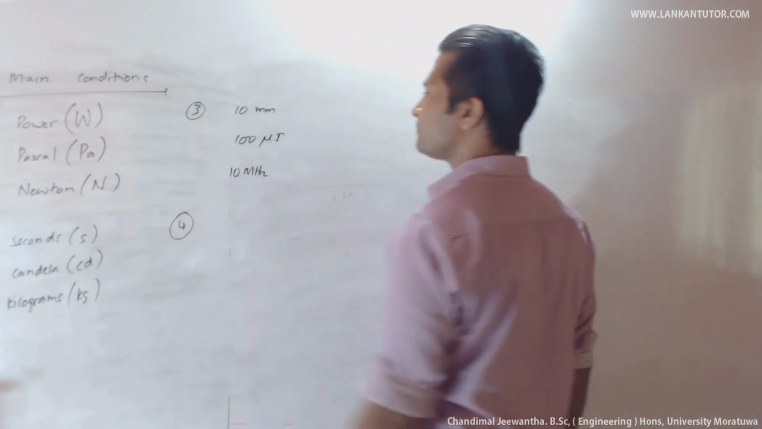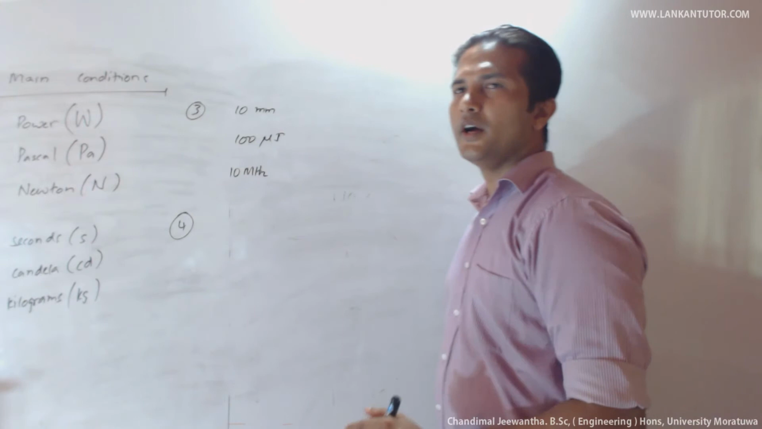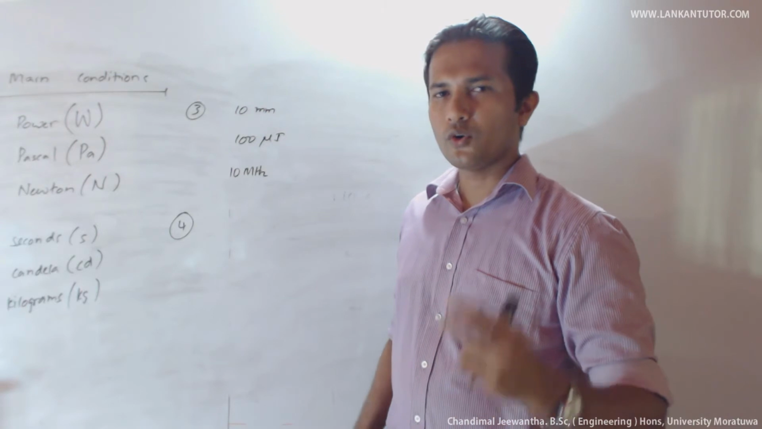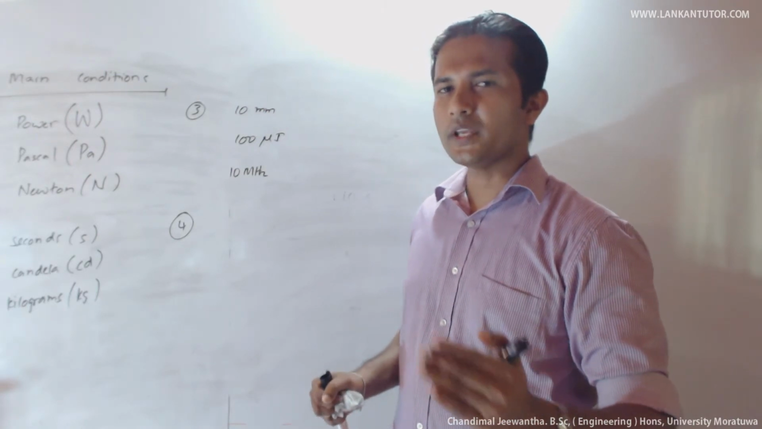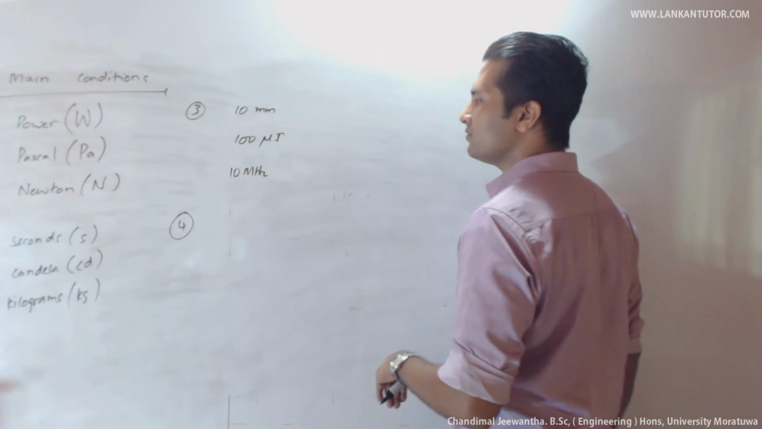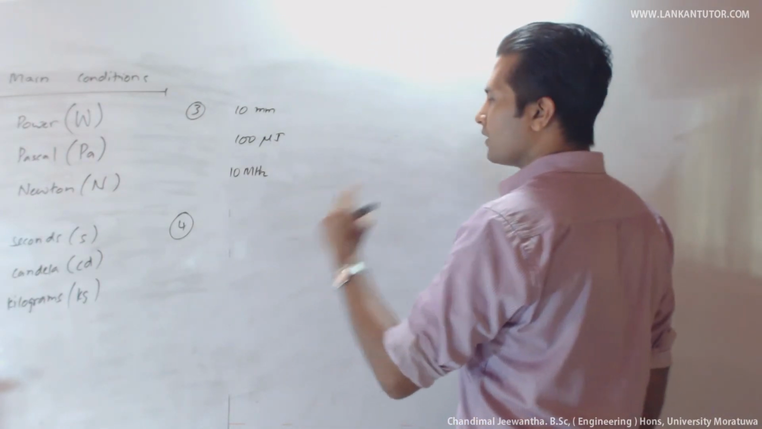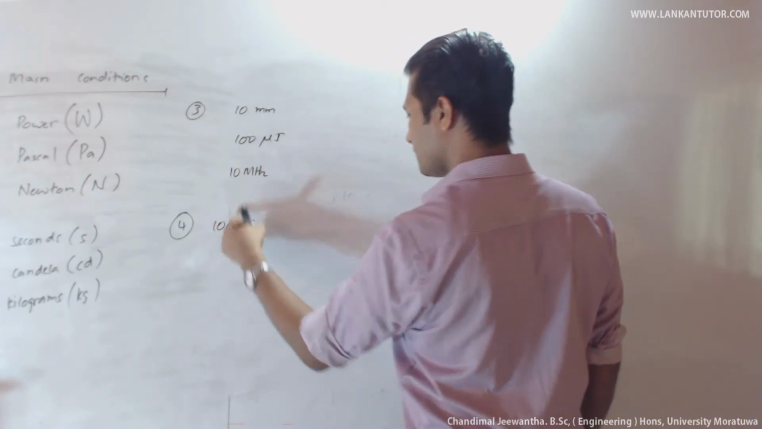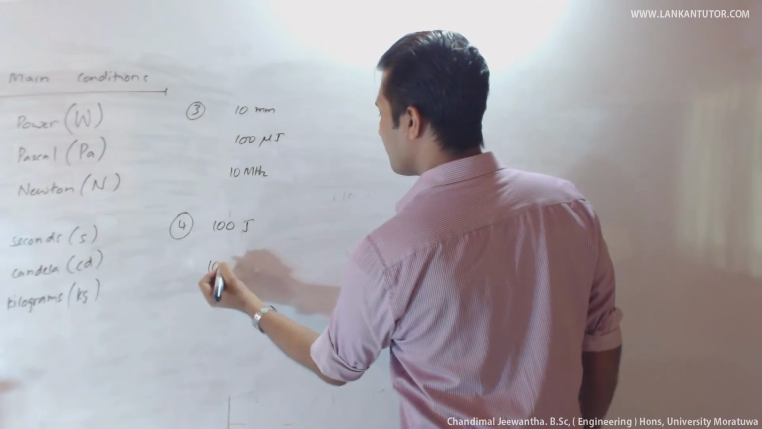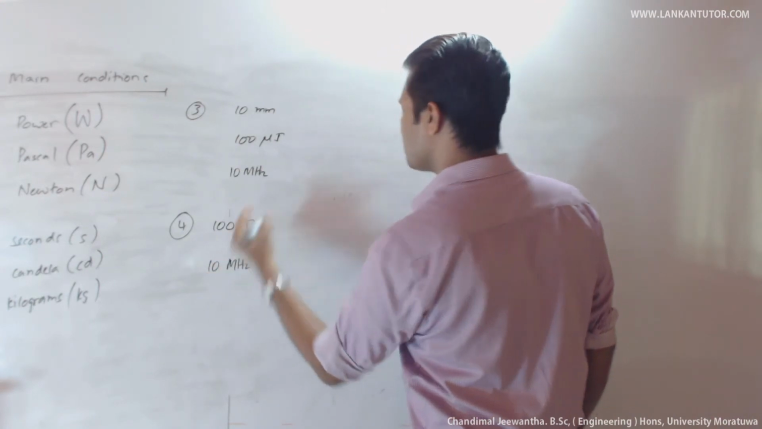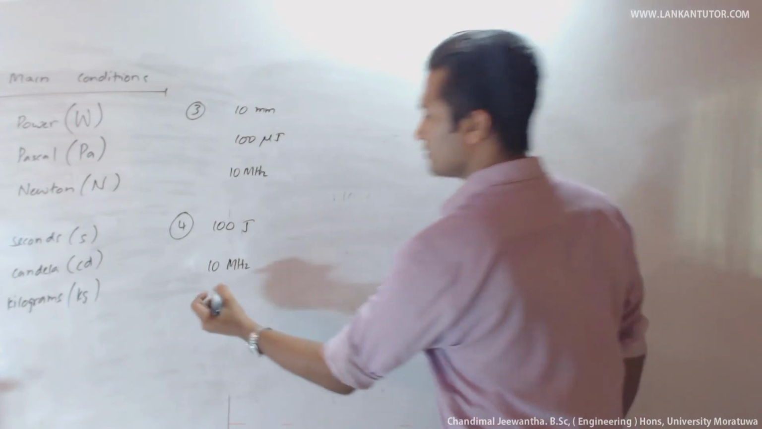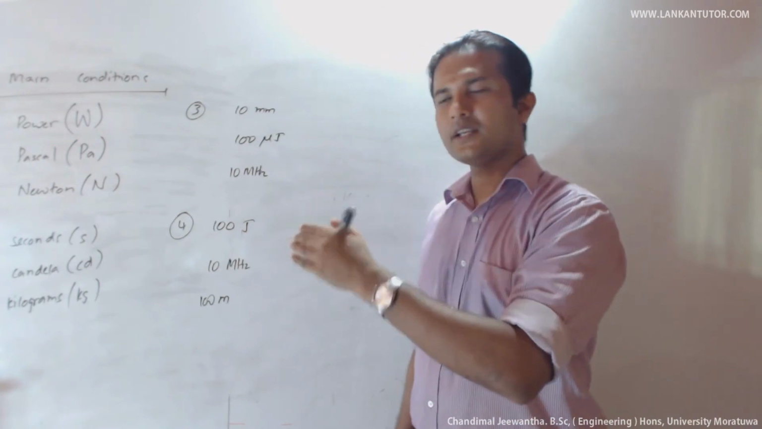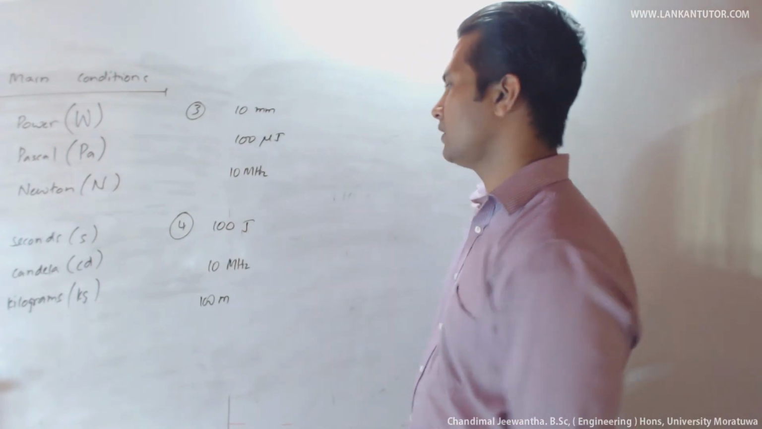And the fourth one, when providing units, it should be after the magnitude of the physical quantity, and there should be a considerable gap. Considering 100 joules, there should be a gap. Considering 10 megahertz, there should be another gap. Considering 100 meters, there should be a gap in between the magnitude and the unit.